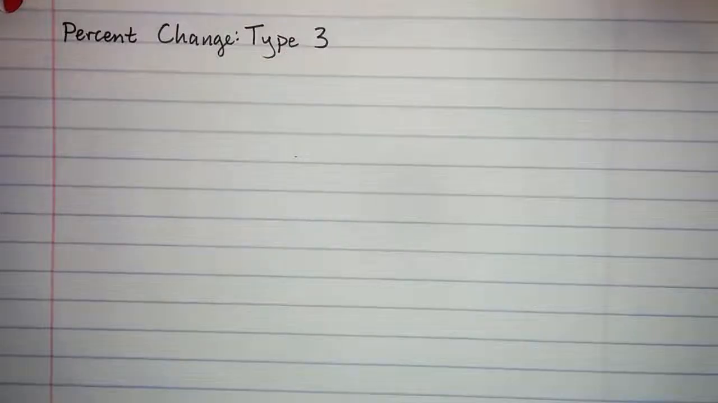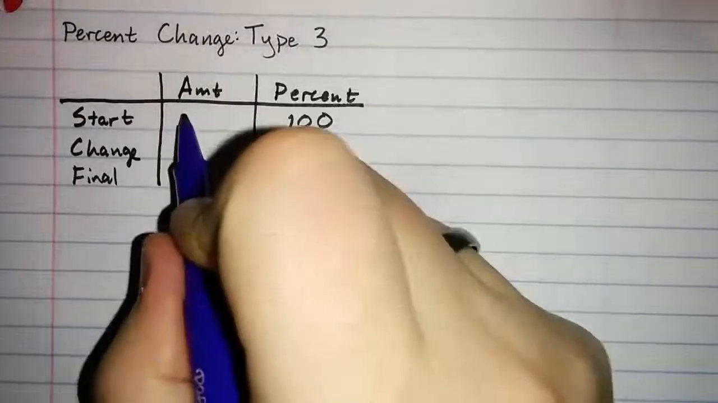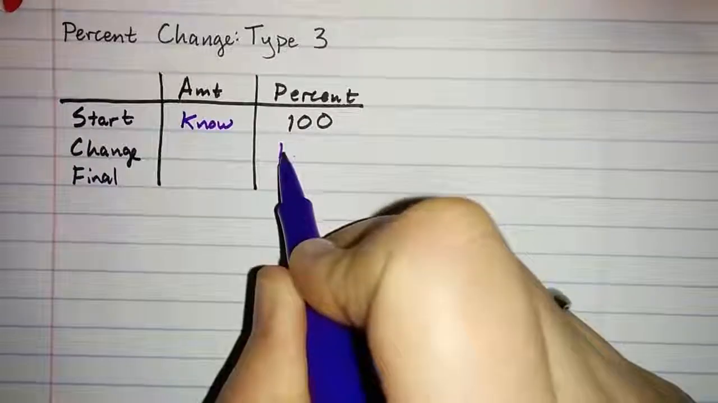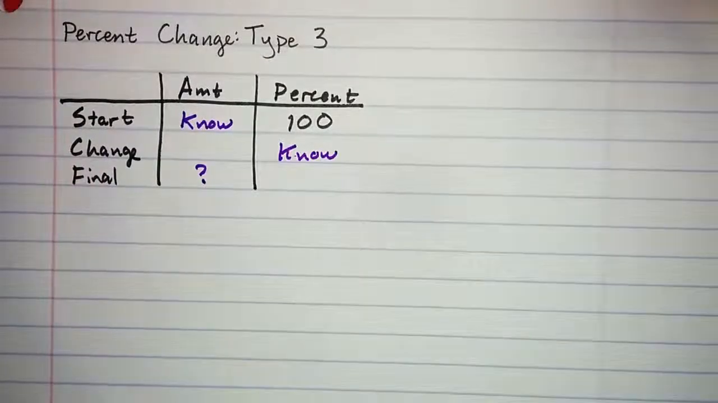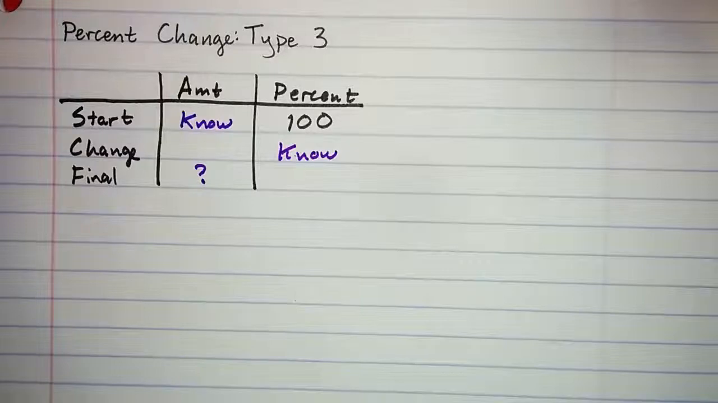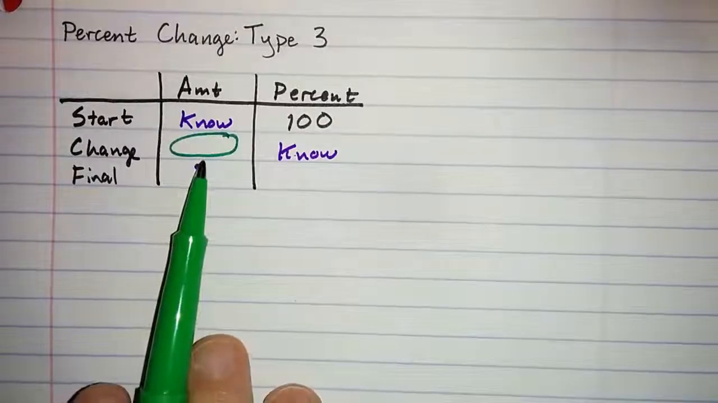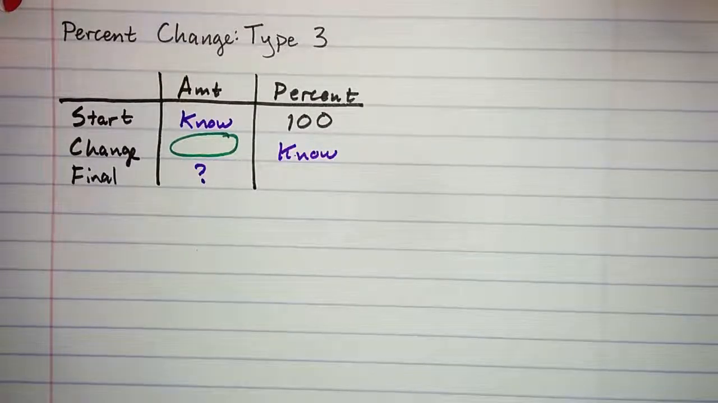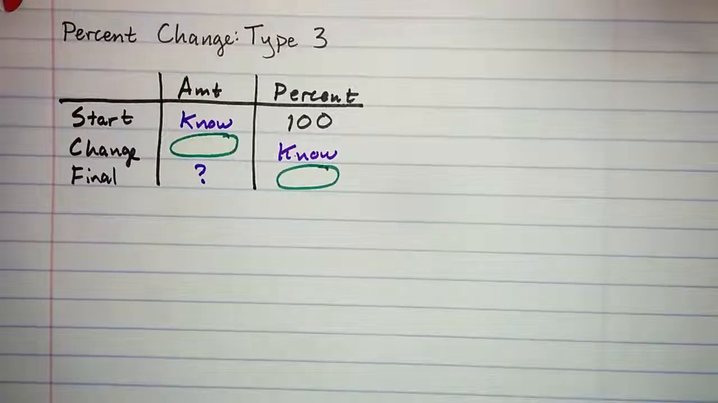Another common situation that we see in percent change problems is this. We know the starting amount and the percent change, and we want to find the final amount. Now again, we have two strategies open to us. We can find the amount change and then add or subtract to find the final amount, or we can find the final percent and then use a proportion to find the final amount.